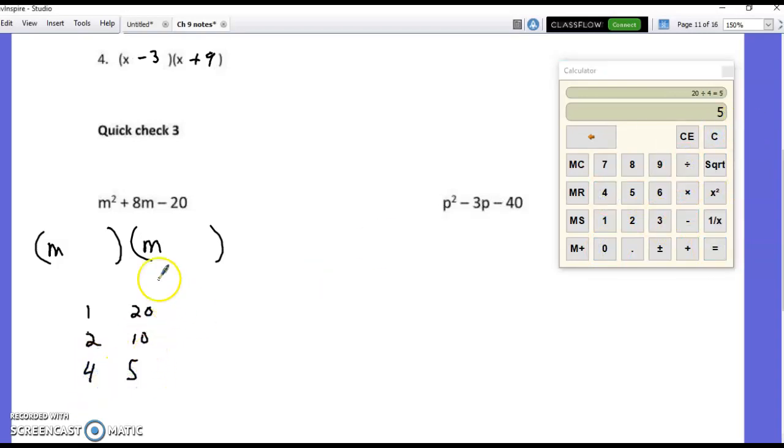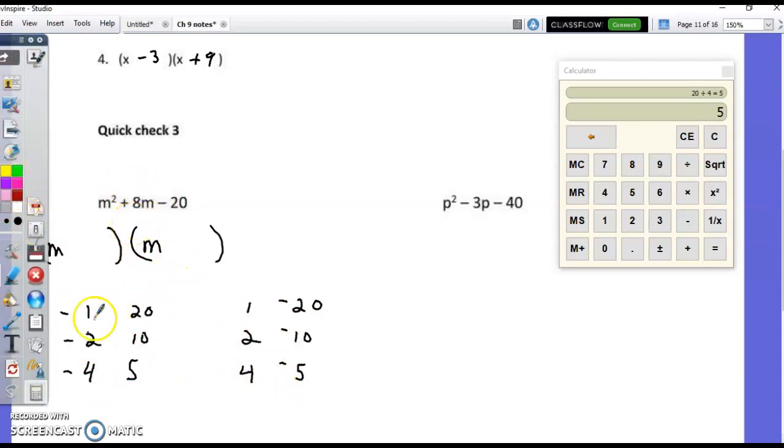So now we know that for it to be negative, one of these has to be negative. So I'm going to list these twice. 1 and 20. 2 and 10. 4 and 5. And in one case, these are negative. In the other case, these are negative. So which one of these 6 choices add up to equal positive 8? That's what we need to ask ourselves.